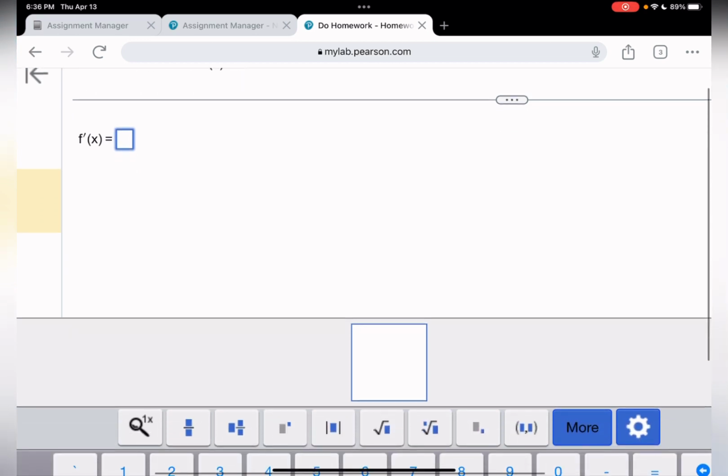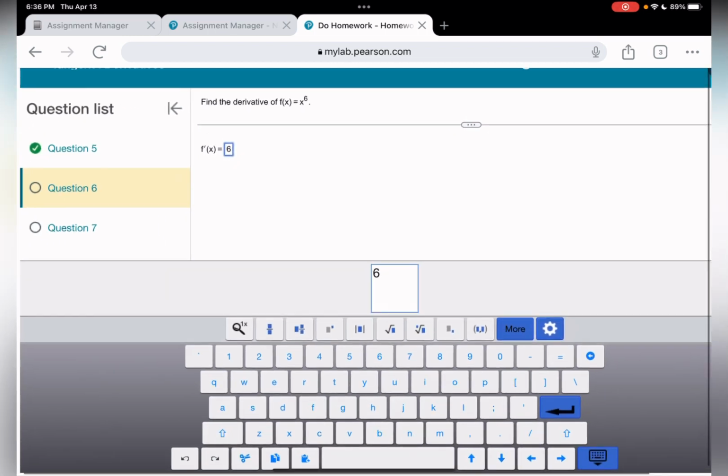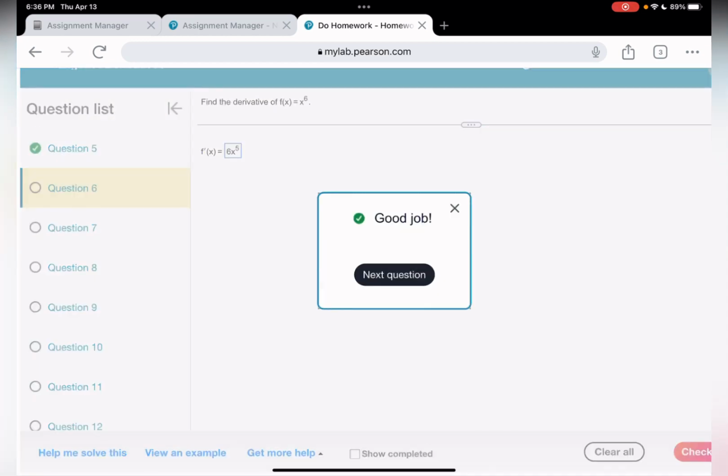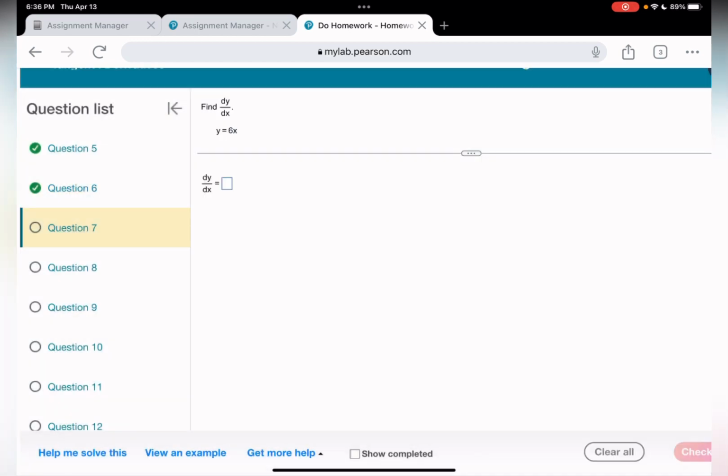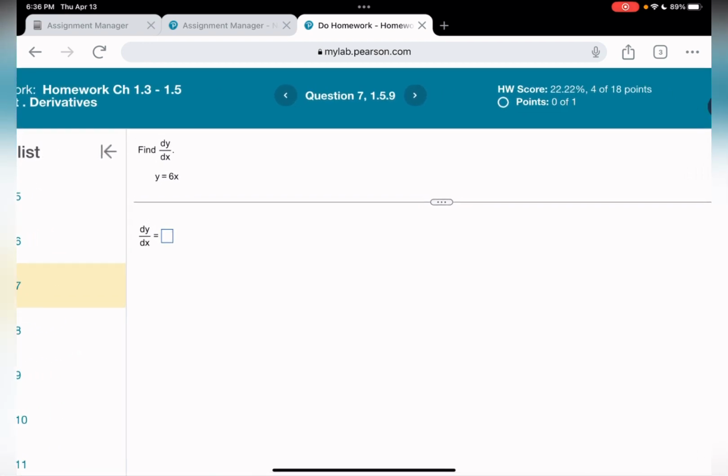It's going to be 6 times x to the power 6 minus 1, which is 5. That's the derivative for x to the power 6. Bingo. That's question number 6. It was 6, now writing 7.